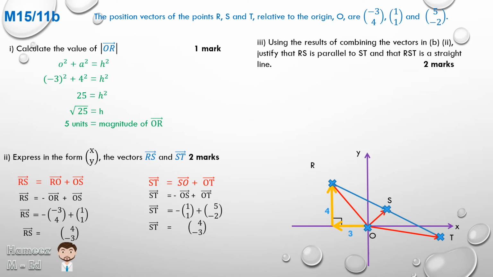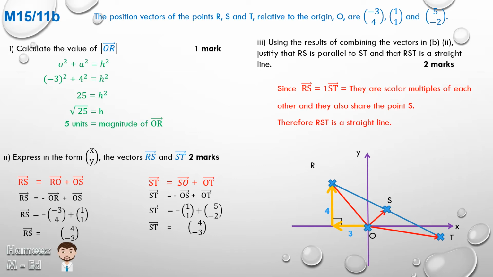Well, since RS is equal to 1 ST, because both of them are equal to (4, -3), that tells us that they are scalar multiples of each other. And they also share a point. The point is S. So if they are scalar multiples of each other and share a point, then the three of them form a straight line. R, S, and T is a straight line, or we can say they are collinear.